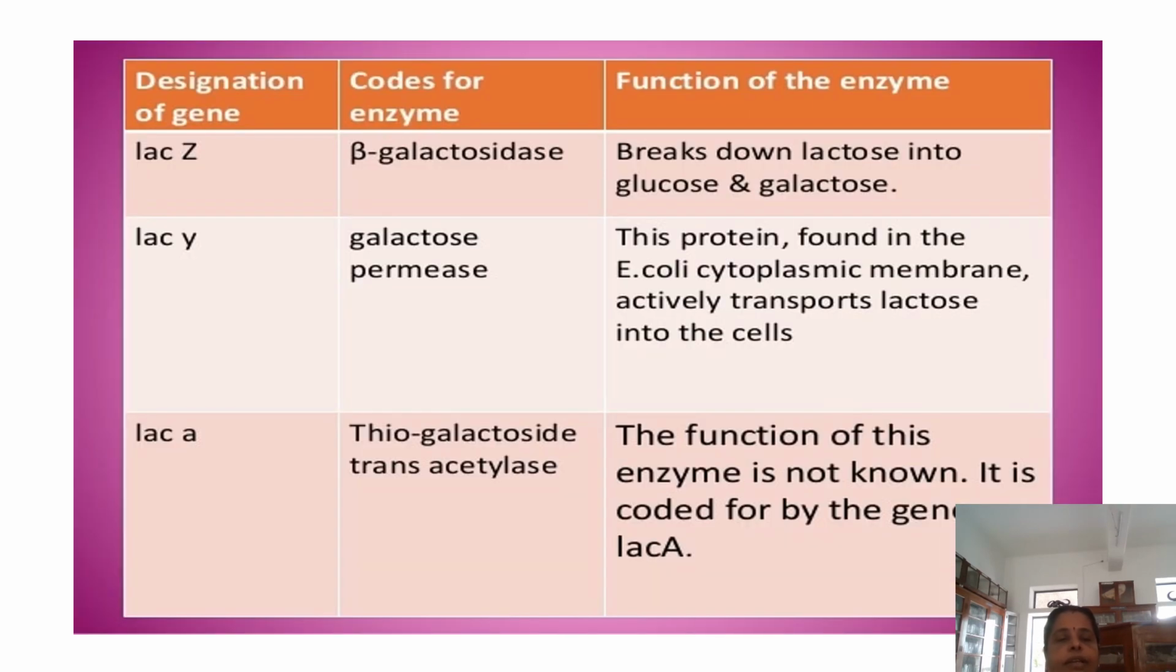Designation of gene. LAC-Z codes for an enzyme beta-galactosidase. The function of LAC-Z is to break down lactose into glucose and galactose. LAC-Y gene codes for an enzyme galactose permease. This protein found in the E. coli cytoplasmic membrane actively transports lactose into the cell. LAC-A gene codes for an enzyme thiogalactoside transacetylase. The function of this enzyme is not known. It is coded for by the gene LAC-A.